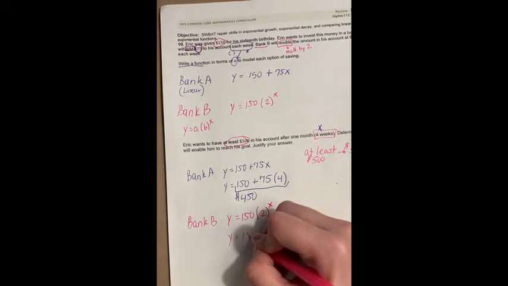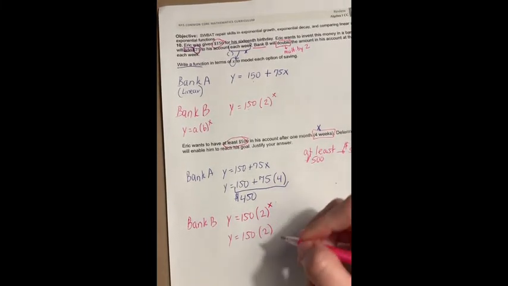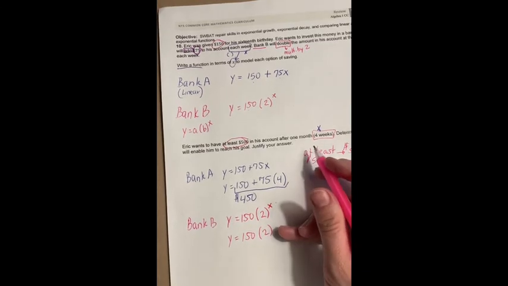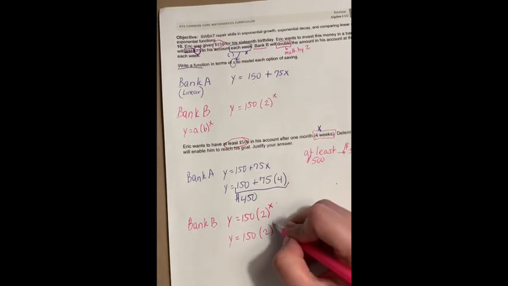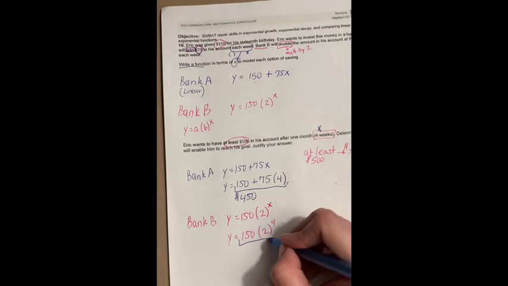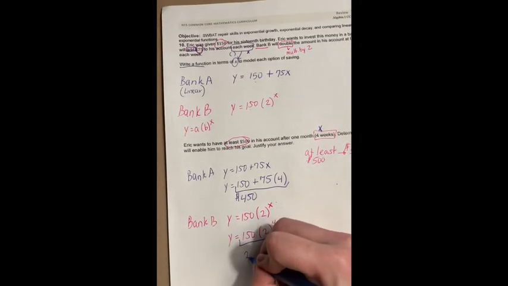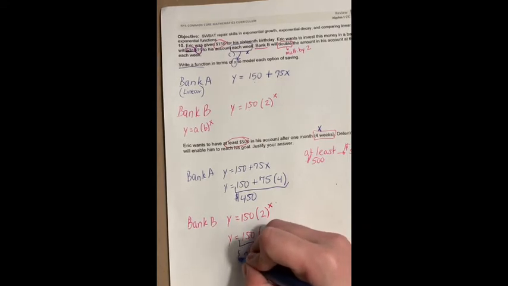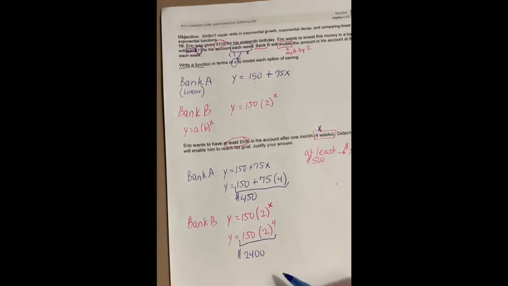Let's do B. So again, y equals 150 times 2. The only thing I can plug in for is x. Well, we just decided that 4 is our x because it's 4 weeks. It's our time. If I type in 150 times 2 raised to the 4th, I get $2,400.